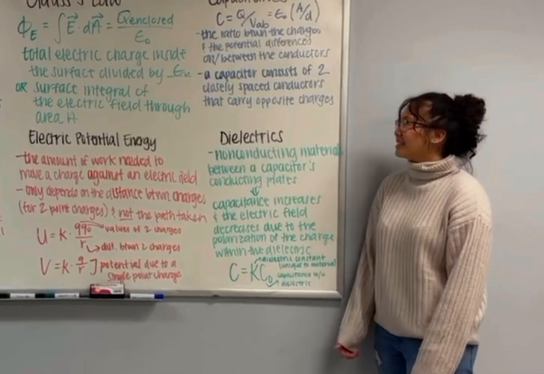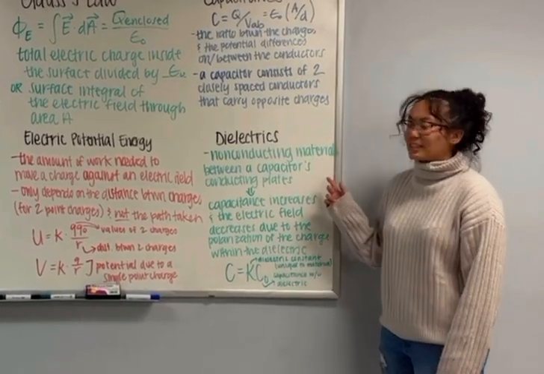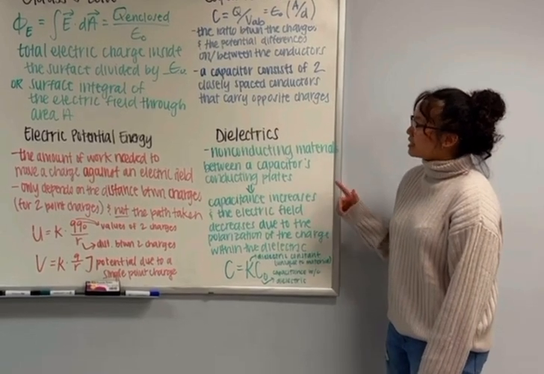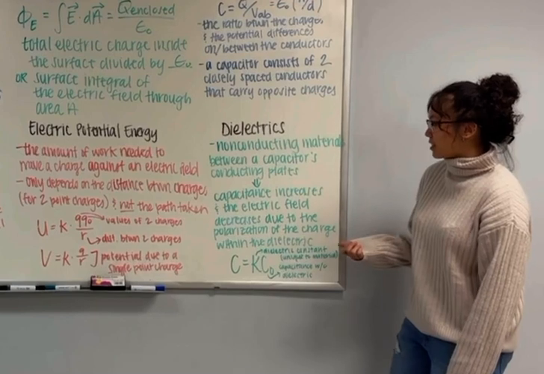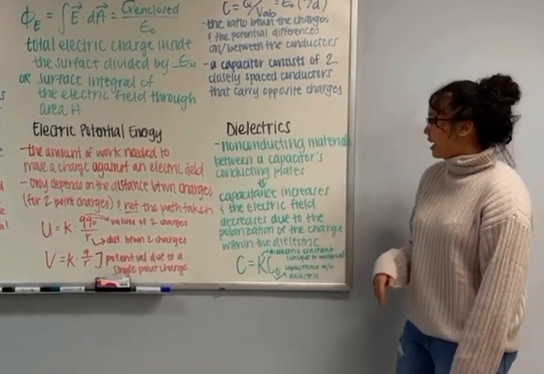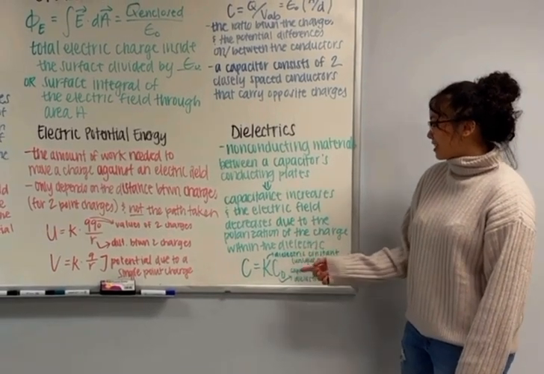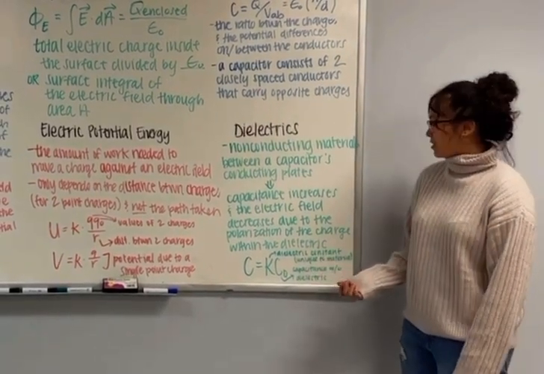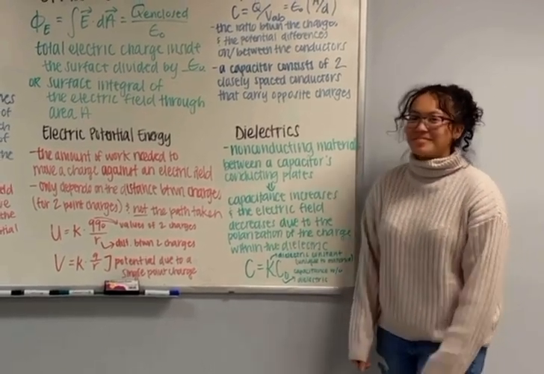Lastly we have dielectrics, which are non-conducting materials between a capacitor's conducting plates. These dielectrics cause the capacitance to increase and the electric field to decrease due to the polarization of the charge within the dielectric, and the new capacitance will equal the dielectric constant, which is unique to each material, times the original capacitance without the dielectric.